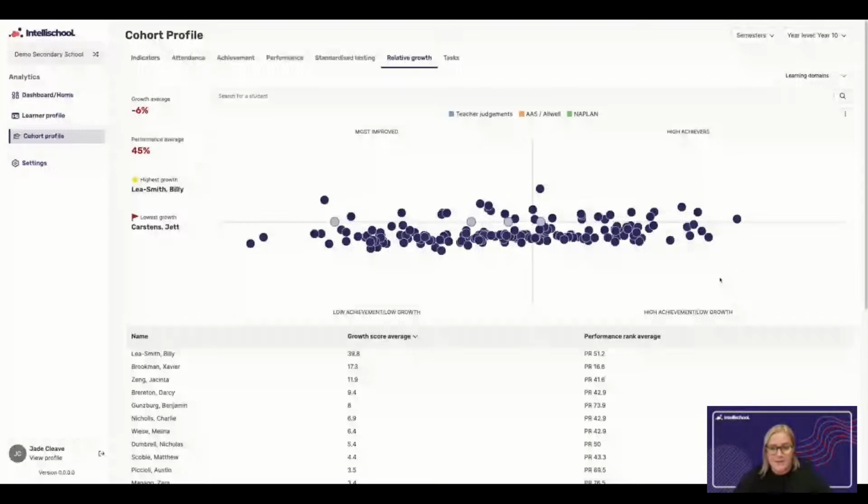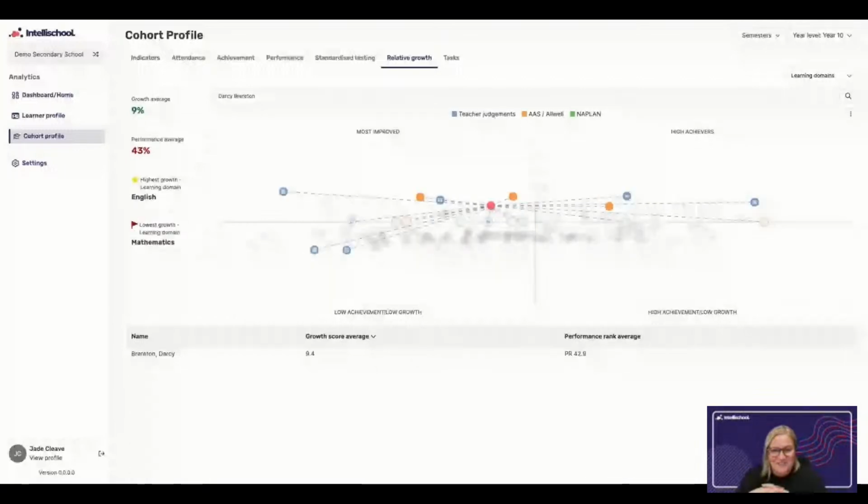Now, if I click on an individual student, this is where the fun begins. It gets a bit colourful. You'll notice that there are different coloured dots representing those different testing types. So it's going to explode and show us each of the instances of testing that contributed to their position in the quadrant at that stage.